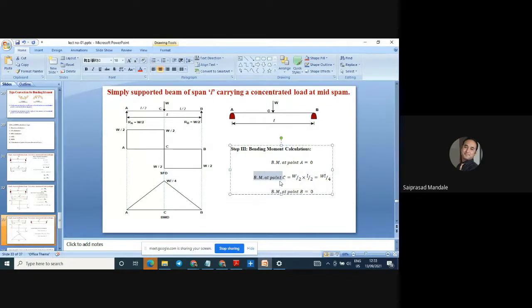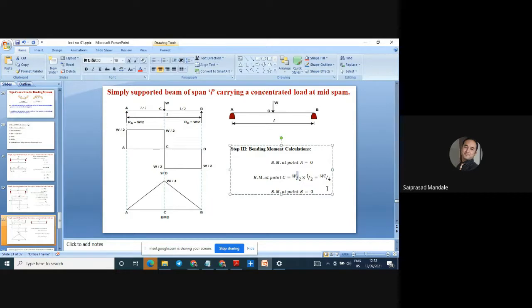It is not a summation of moment at point C. If it is said to be a summation of moment, in that case we have to focus on RA and RB both. But here we are calculating bending moment, so we have to focus on the forces acting on the left hand side or right hand side. So bending moment at C is RA into L by 2. RA is W by 2 and L by 2 is the distance, so it is WL by 4. Clear? So step number 3 is clear.